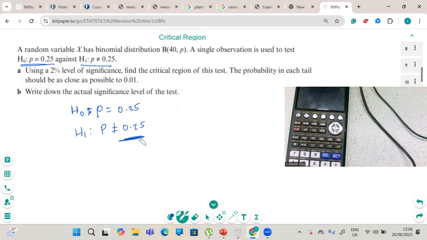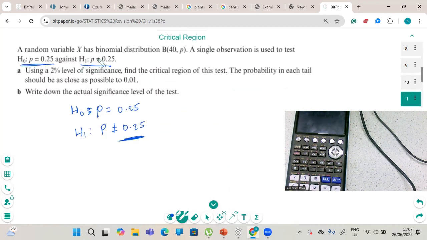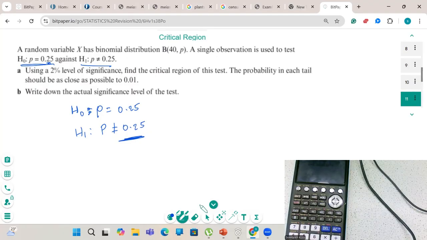And this is the catch here. In the examination, if they tell you that not equal to or different from 0.25, then it is a two-tailed test. These are the key words. The previous question was a one-tailed test because they said greater than. If you see that it is different from probability, or not equal to, it is a two-tailed test. I'm going to show that through the diagram. Better we always draw the diagram.